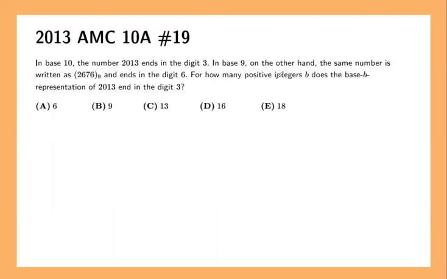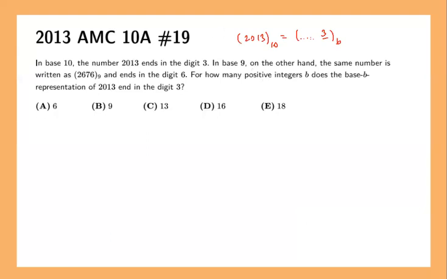And for how many positive integers b does this base b number have a last digit of 3? So basically, the question is asking: when you write 2013, let's say this number is base 10, and you convert it into base b, you are told the last digit will be 3, and you have no idea about the other digits, or how many digits you will have either, right? And the question is asking how many values of b are possible. Okay, so these are the choices.